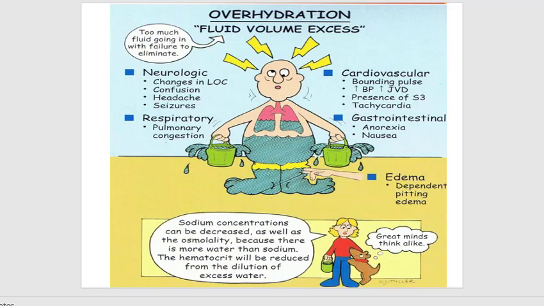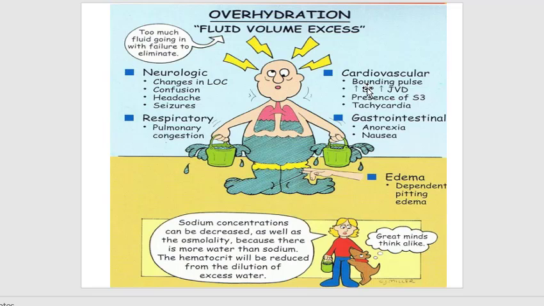Okay, so when we talk about the signs and symptoms, we can have things like edema. They may not be real hungry, they may be nauseous because they're full of fluid. Their blood pressure can go up because blood pressure is affected by two things, guys, and write this down, this is important. It's affected by fluid volume and constriction of the blood vessels.